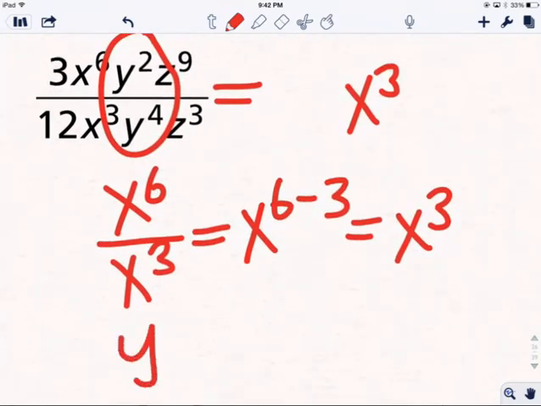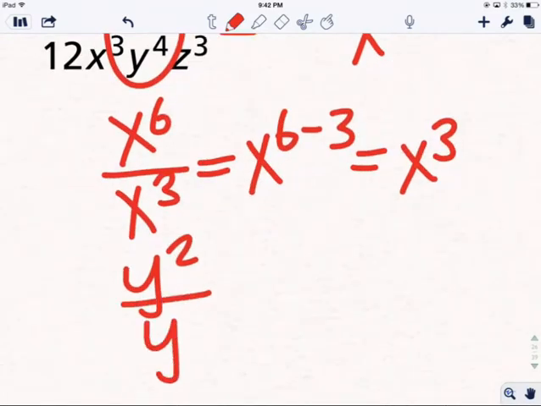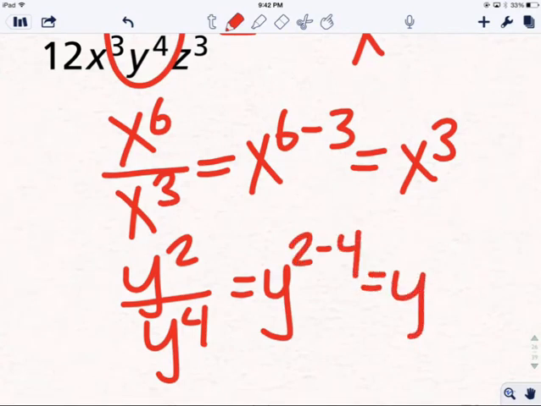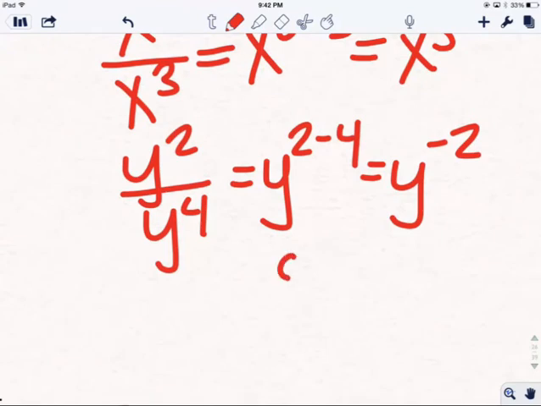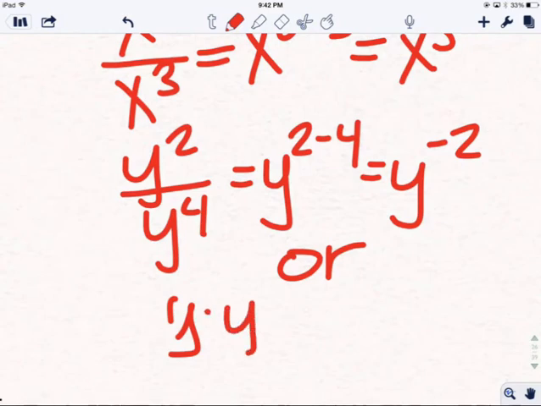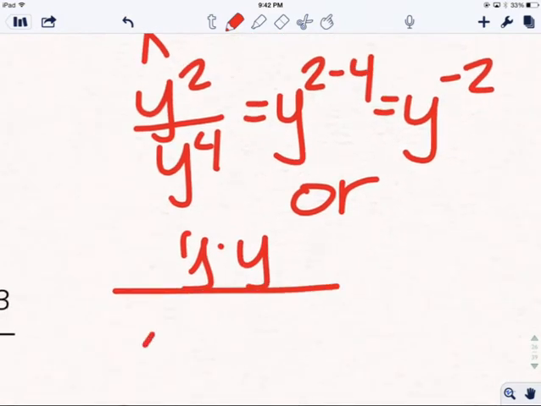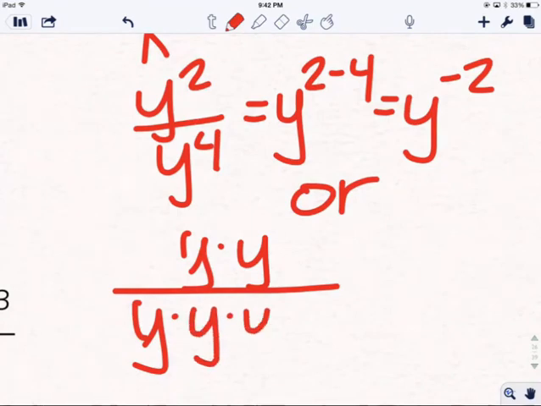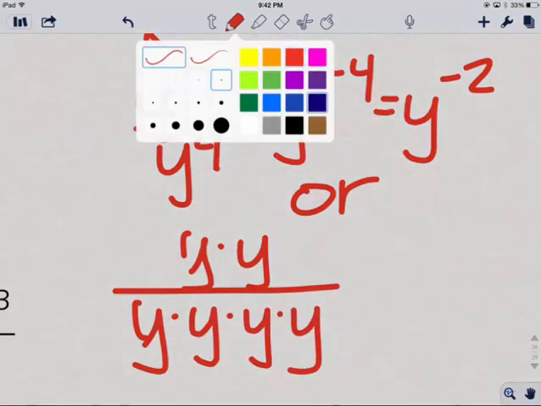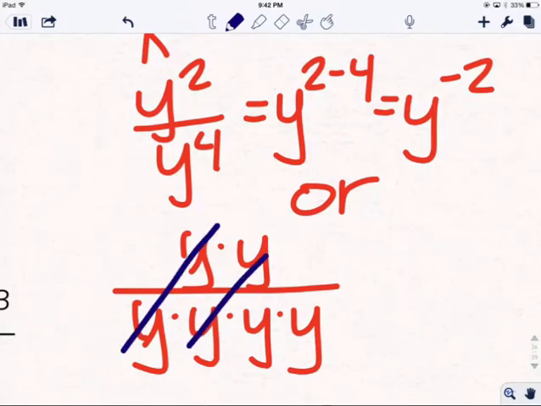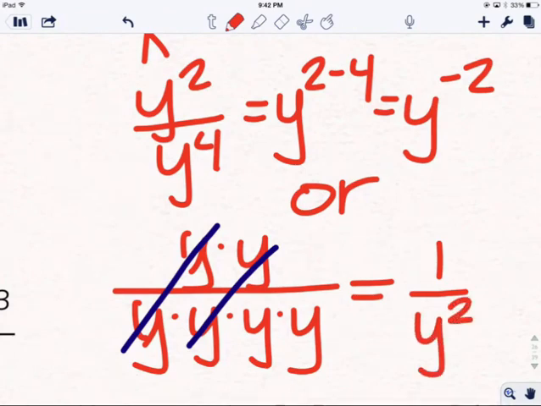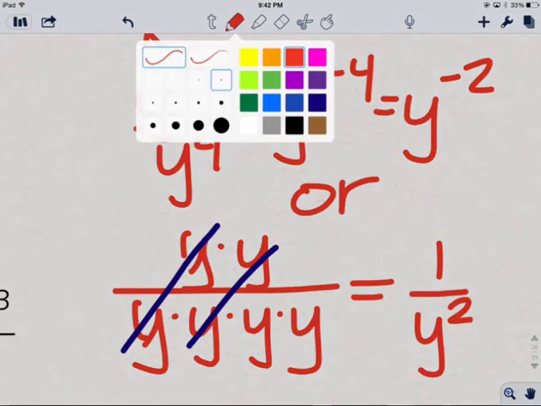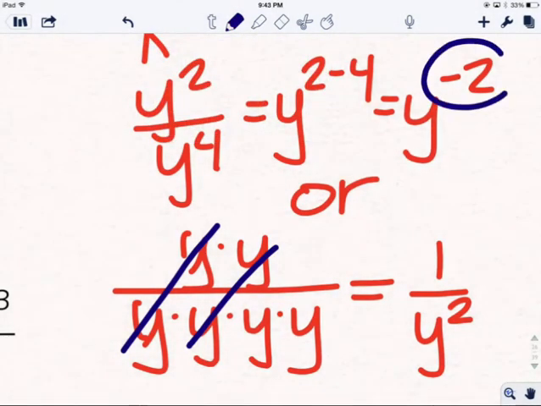One way that you could deal with it is by doing the exact same thing that we just did. We could say y raised to the 2 minus 4th power, which is y to the negative 2nd power. Or another way to visualize this is that you have y times y, which is y squared, at the top. Y to the 4th is y times y times y times y. And then you can cancel out these two y's and these two y's, which leaves you with 1 over y squared.